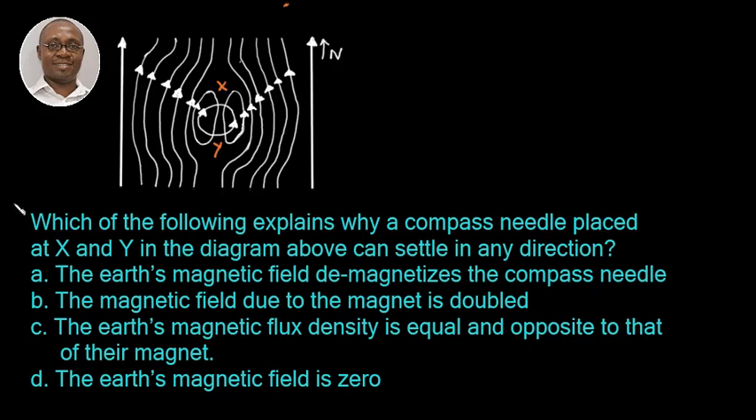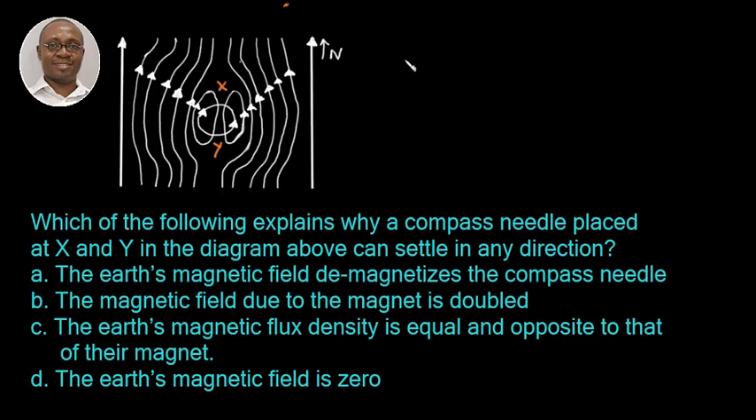This is JAMB Physics 2017 and the question goes thus. Which of the following explains why a compass needle placed at X and Y in the diagram above can settle in any direction? Please note that the point X and Y as shown in the diagram is the neutral point.